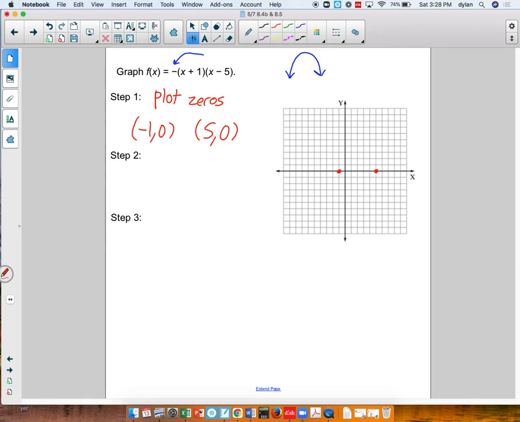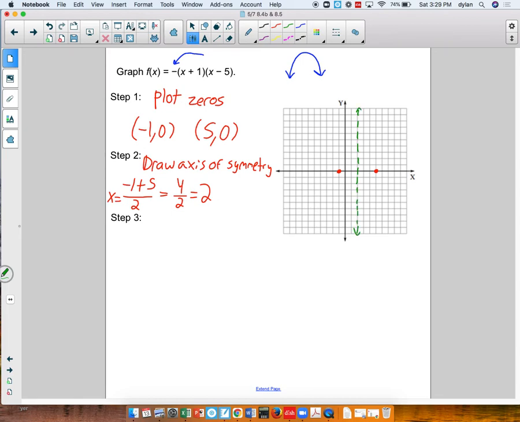And then my second step would be to draw my axis of symmetry. The axis of symmetry occurs at the average of the two points. In other words, at negative 1 plus 5 divided by 2. So that's 4 over 2, which equals 2. So I'm going to draw in my axis of symmetry, and I guess I should write this as x equals 2, which is halfway in between the two points.